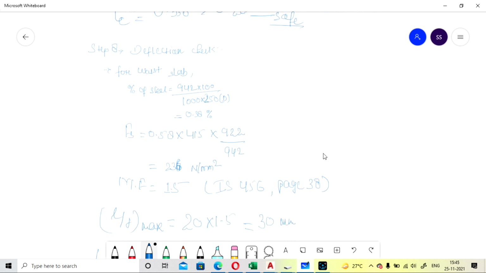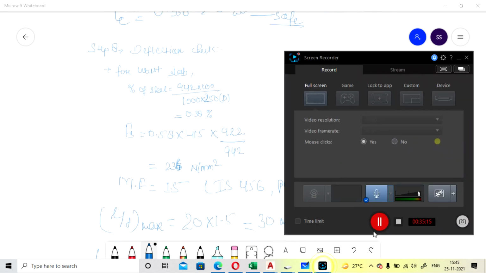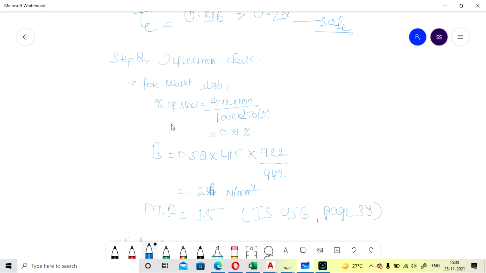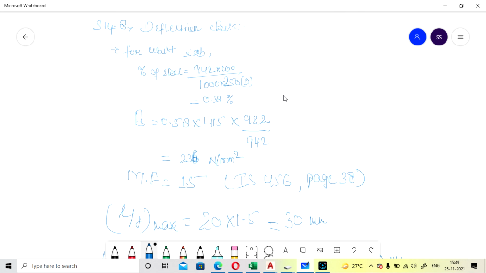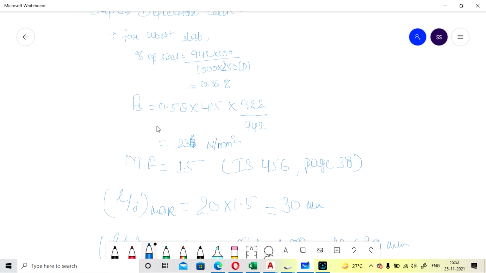Similarly we can also check for the deflection. For the base slab, to find the percentage of steel for the deflection check, it is 942 into 100 divided by 1000 into 250. So our percentage will come as 0.38. Our fs value will be calculated as, the formula for the fs calculation is 0.58 fy into area of steel required divided by area of steel provided.